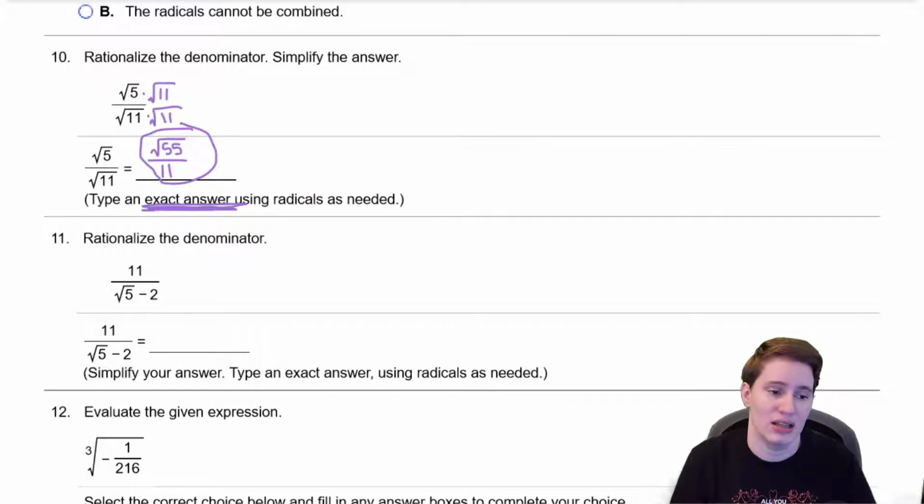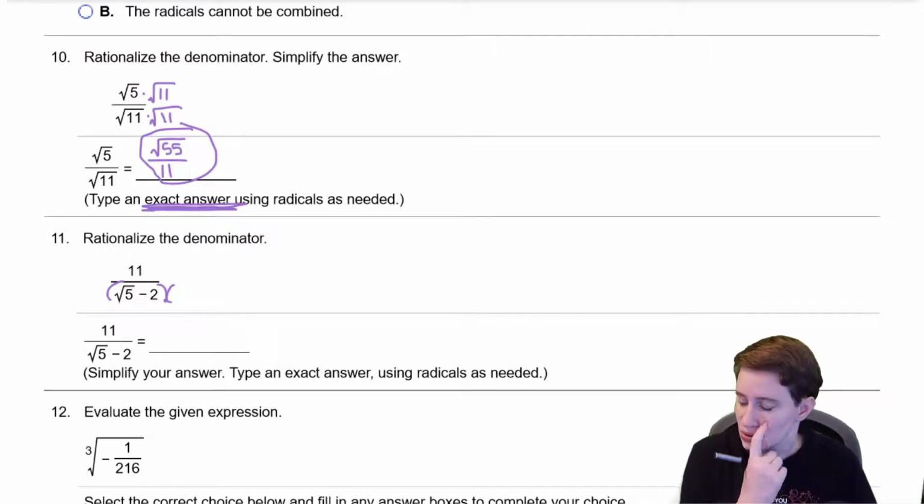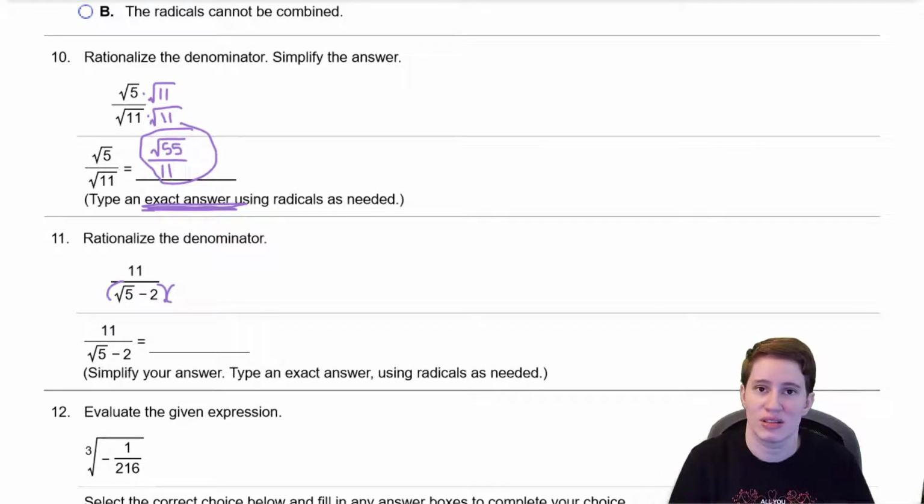Rationalize the denominator again, but now we've got two terms. So we have to multiply this by its conjugate. What that means is that whatever this is, it's like a two-term expression, kind of like a binomial, although there's no x's, so I don't think we actually can call it a binomial. There's two terms here. We want to multiply it by its conjugate, which means we want to multiply by square root of 5 plus 2 on the top and the bottom, like this.